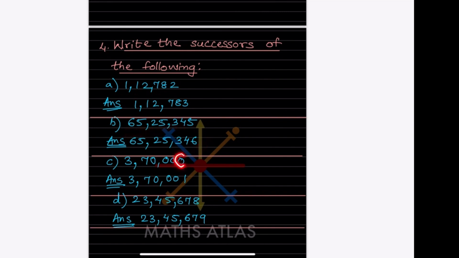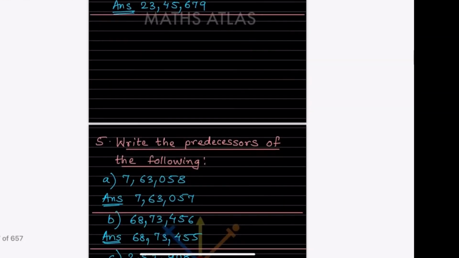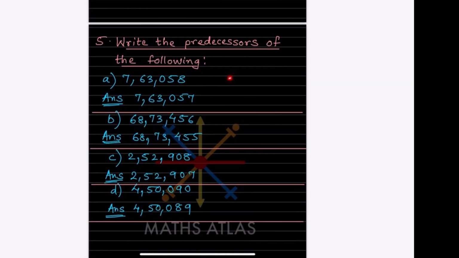Again here we add 1 to 0, so we get 1. The other digits remain the same. Now 8 plus 1 is going to be 9. Other digits remain the same. This was for the successor. Same thing for the predecessor. Now what will we do? We know that we have to subtract 1. 8 becomes 7. Rest of the numbers remain the same.